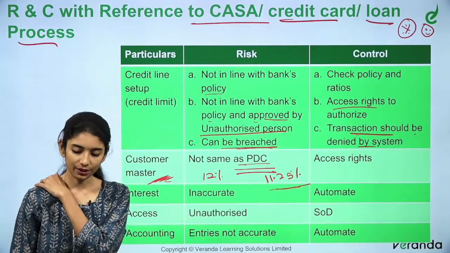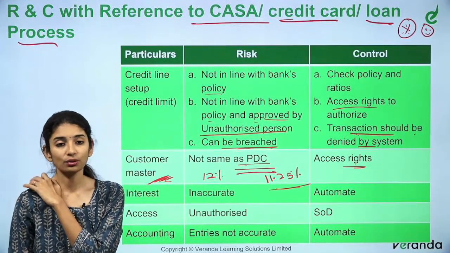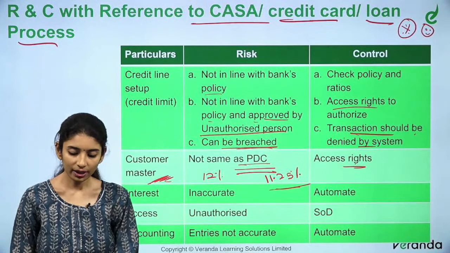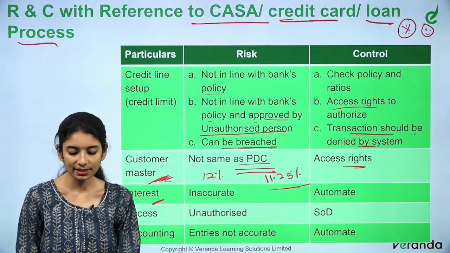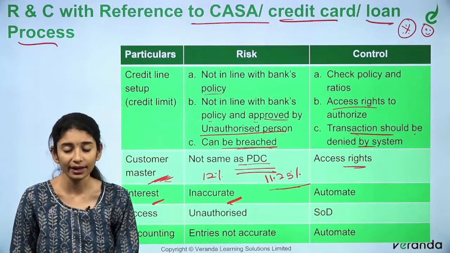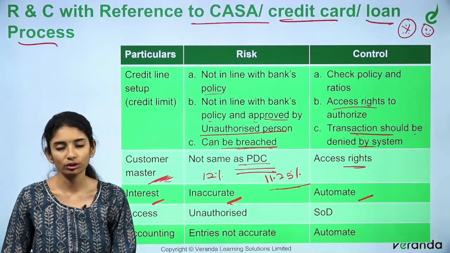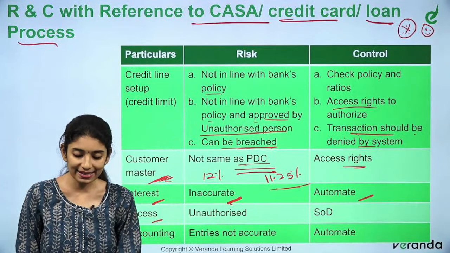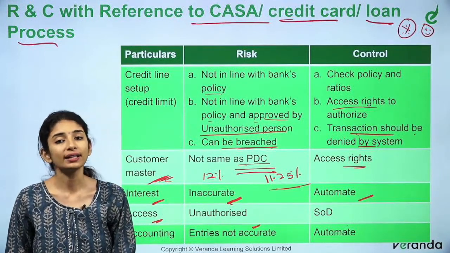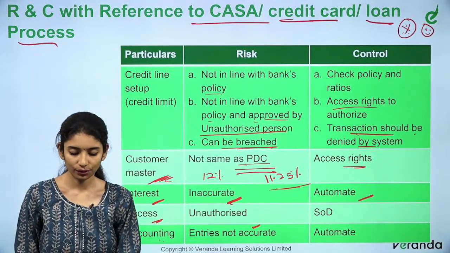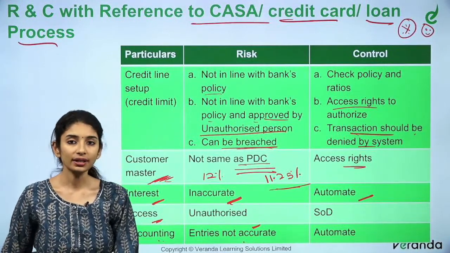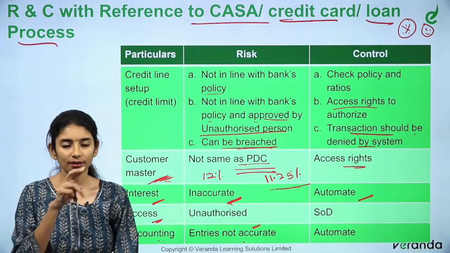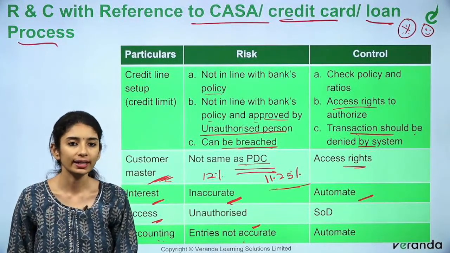Customer master is different. In that case, the controls can be to check the access rights. All this needs to be done only by approval and not generally. Interest is inaccurately calculated: for that, automate it through the CBS. Access unauthorized: for that, access duties, again segregation of duties. Accounting entries are not accurate: so automate the entries so that the balancing of ledgers can take place.